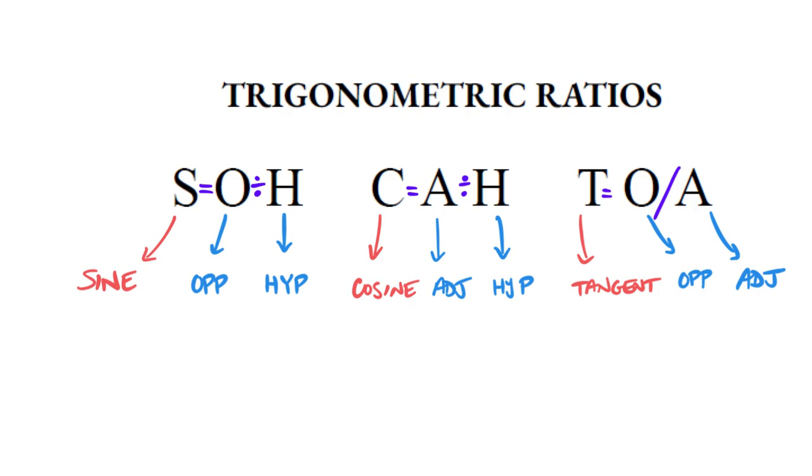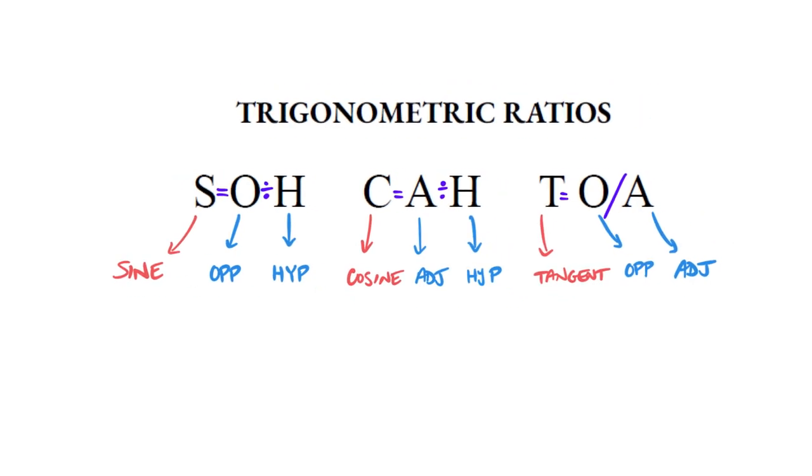Okay, one other thing that I think is very important for us when we talk about SOH CAH TOA. You'll notice that in all 3 of those ratios, no pair is duplicated. Just to make sure that we're good, take a look: in the first one, that is an O and an H. The next one is an A and an H. The only matchup I haven't used is opposite and adjacent.